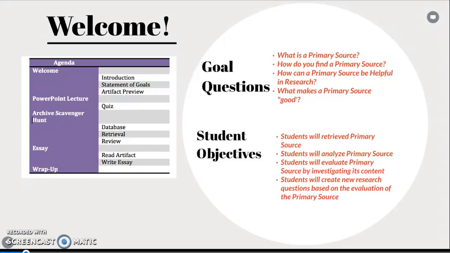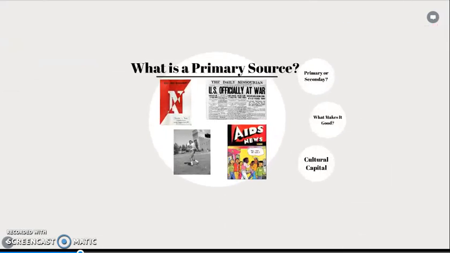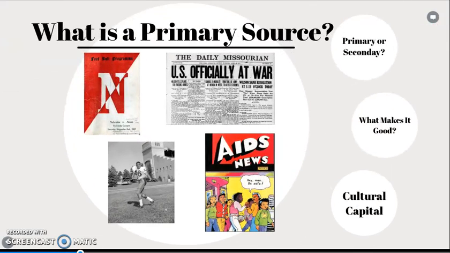All of those student objectives are really great, but first of all, we need to focus on what is a primary source. A primary source provides direct, first-hand evidence about an event, object, person, place, or time period. It serves as an original source of information on a topic.